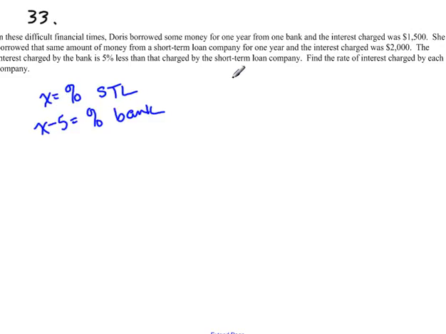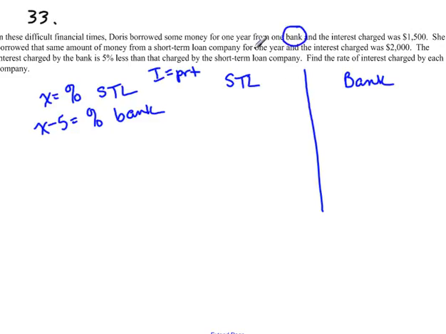Okay, so now what we want to find is the interest from the short-term loan and the interest from the bank. Set it up using the formula I equals PRT. So the bank, for 1 year, it's always going to be 1 year in these problems, the interest charge was $1,500. So $1,500 equals P, we don't know. R we're saying for the bank is going to be X minus 5 and the time is 1. For the short-term loan, the interest charge was $2,000. So 2,000 equals P, the rate for the short-term loan is X, and the time is 1.